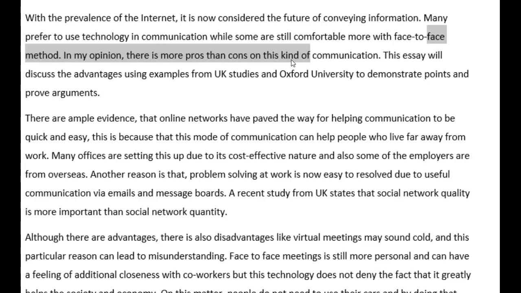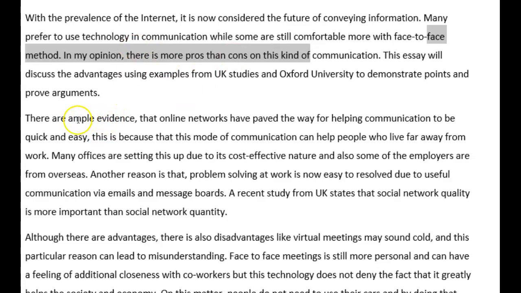So this essay will discuss the advantages using examples from UK studies and Oxford University to demonstrate points of proof. All right, that part's fine. But as I mentioned, the rest of it has some issues. Your referencing, which you do here with this use of this, isn't clear. And there were just little grammatical mistakes. Okay, let's continue and see what you wrote.